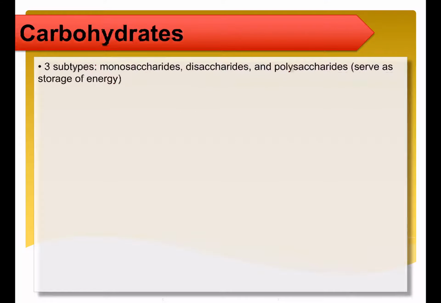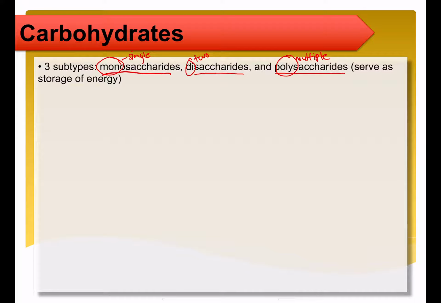All right, so let's get started with our first category of biomacromolecules, our carbohydrates. There are 3 subtypes of carbohydrates, like I was talking about. You have monosaccharides, disaccharides, and polysaccharides. They're easy to remember because we know what mono means, we know what di means, and we know what poly means. Mono means single. Di means 2 or double, if you like to think of it that way. And poly means multiple.